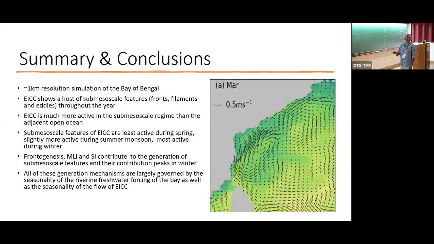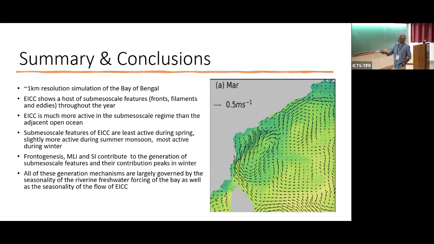So the summary is that we have done a 1 kilometer resolution simulation for the Bay of Bengal, and that simulation very clearly shows that the East India Coastal Current is a region which has a very high potential for a strong generation of submesoscale activity. And that submesoscale activity has a very clear seasonal cycle which peaks during the winter monsoon time.